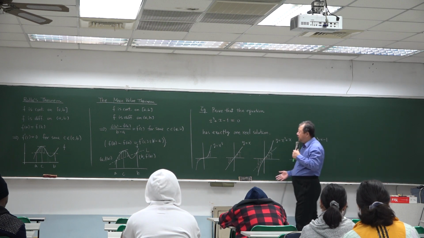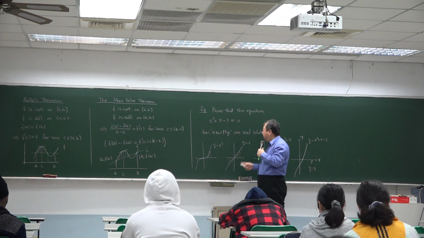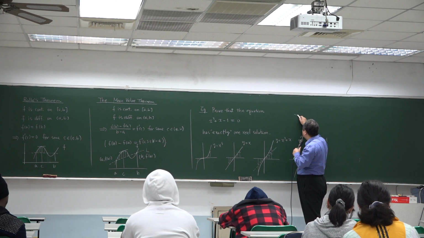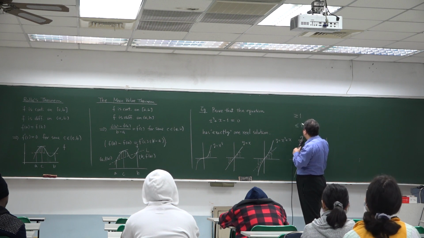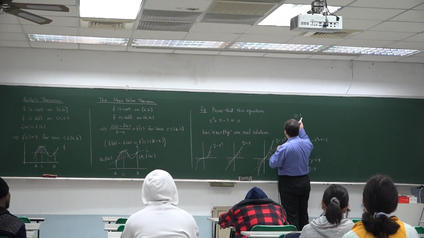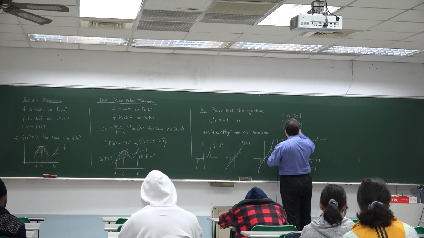Okay, let's prove this. Usually exactly means the number of the real solutions equals 1. Equals 1 means at least 1, and at most 1. The number of the real solutions is at least 1 and at most 1, therefore exactly 1.